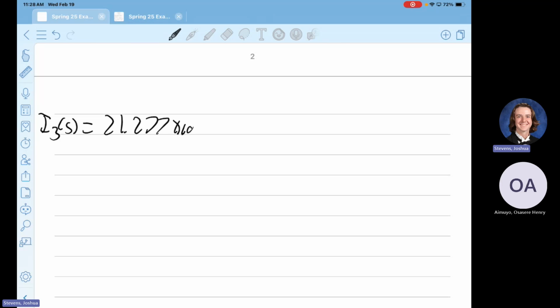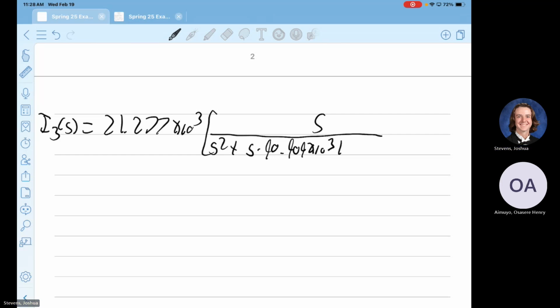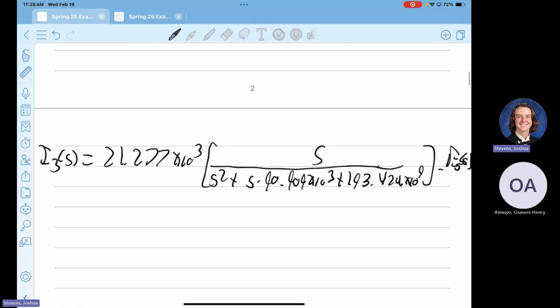21.277 times 10 to the third, and that is all being multiplied by s over s squared plus s times 90.909 times 10 to the third plus 193.424 times 10 to the 9th. Still all multiplied by EG of S. All right. So y'all have that written?